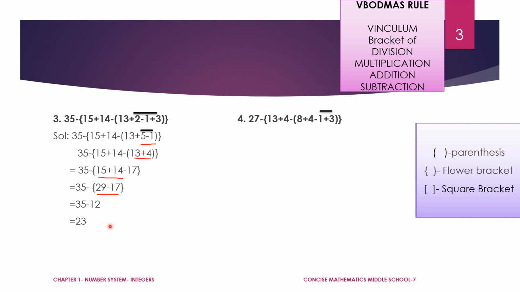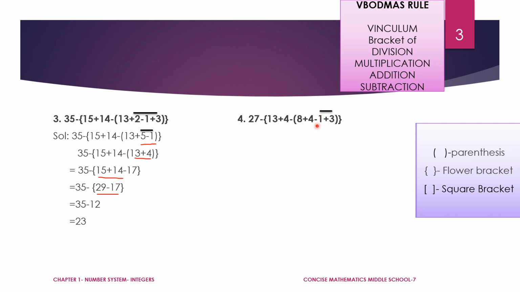Let's move on to the fourth one. 24 minus 13 plus 4 minus 8 plus 4 minus 1 plus 3. Even here, the vinculum should be given the first preference. That is, 1 plus 3 should be given first preference. Don't consider this minus, because on the top of the minus there is no vinculum.